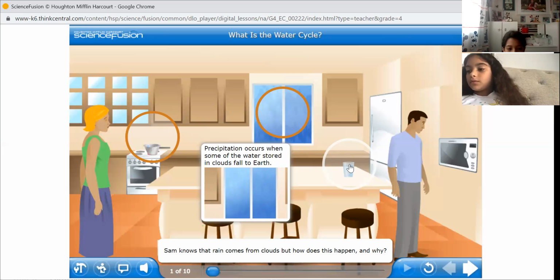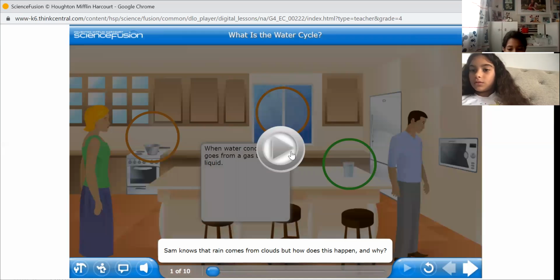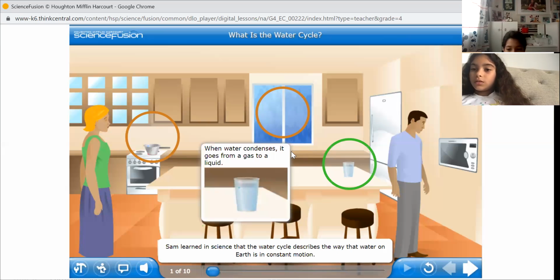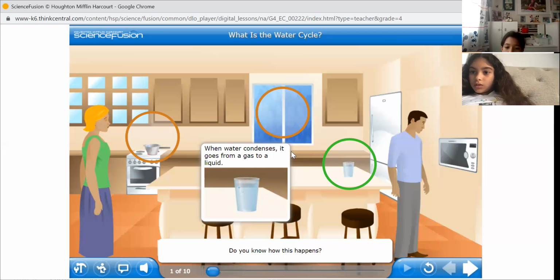Now let's see this one. Sam learned in science that the water cycle describes the way that water on Earth is in constant motion. As he picks up his glass of ice water, Sam feels that the outside of the glass is wet. This is because water from the air has touched the cold outside surface of the glass. Do you know how this happens?